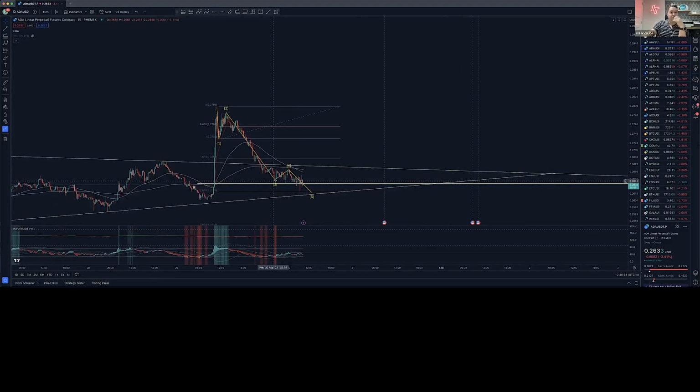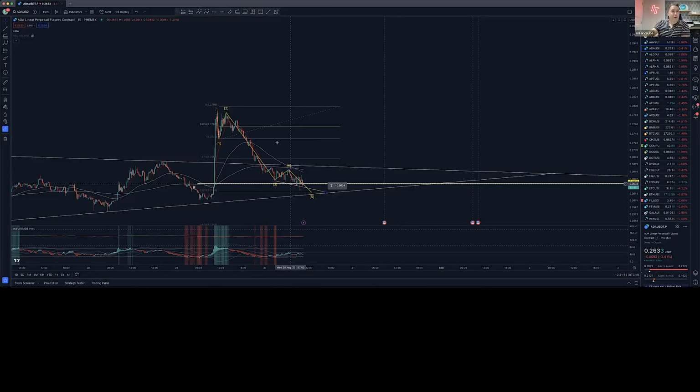Do we have a divergence of price? We don't. Yeah, we have a little bit. Yeah, it's a little divergence though. Price is doing a lower low, and RSI is doing a higher high, higher low.